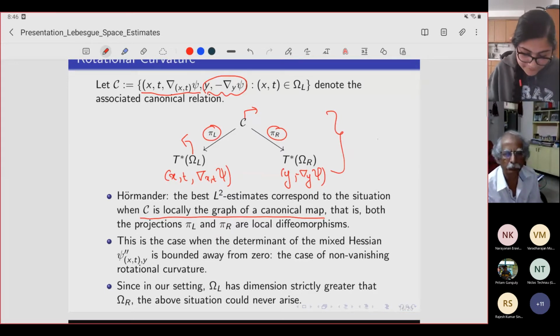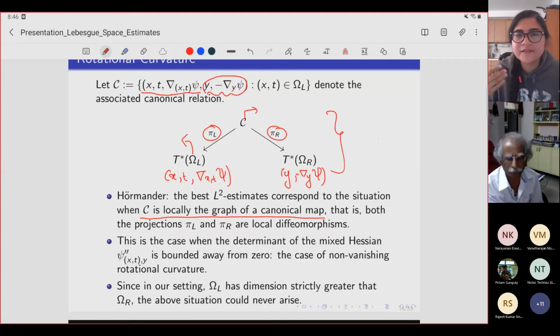What do I mean by that? You take the phase function, first take its gradient with respect to the first set of variables, x and t, and then take the derivative of that with respect to the second variable, y. That will give you a matrix. The case of the best L2 estimates is when the determinant of this matrix is bounded away from zero. This is what is called the case of non-vanishing rotational curvature.